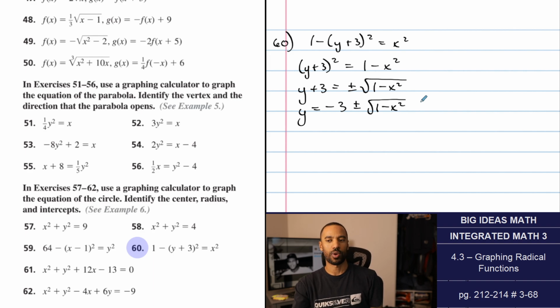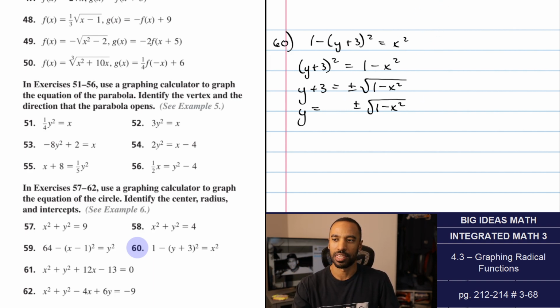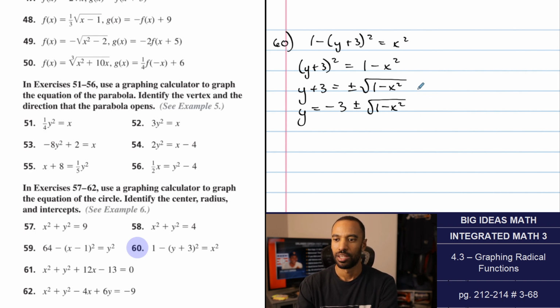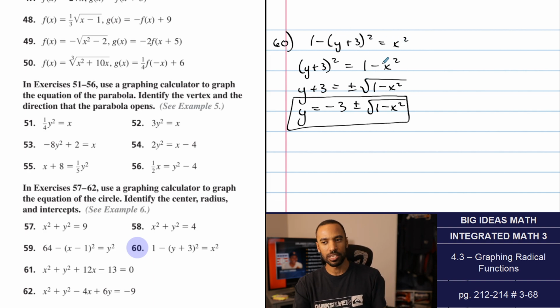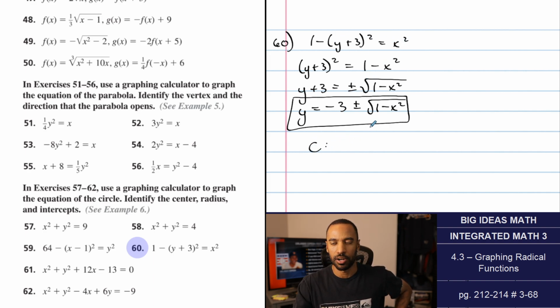If I saw this straight up, I'd say, I don't know what to do with that. Actually, let's put it on this side to make it look more like the vertex form graphs that we know how to do. So there's a positive root of 1 minus x squared minus 3. Never mind, we'll leave it like this. Here are the two equations we're going to write out. Looking at this equation, I believe we have a center at 0, negative 3, and a radius of 1.